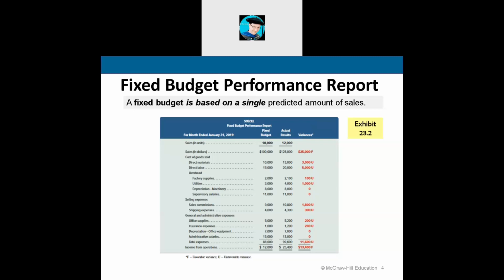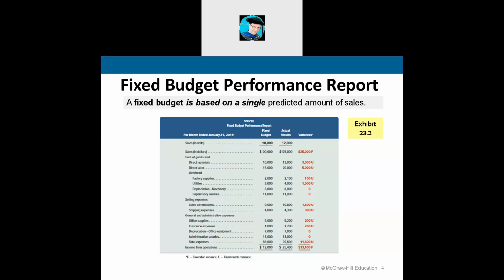Our net income. Our net income, we budgeted for 12,000. We actually got in 25,400. That's favorable. Why? Remember, net income is like your profit, yeah? And when your profit's higher than what you said it was going to be, that's a good thing. So it's favorable, 13,400. Your total expenses, definitely not favorable.